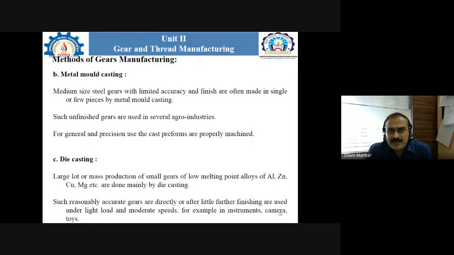Then apart from that, the second process which is there is the molding process.